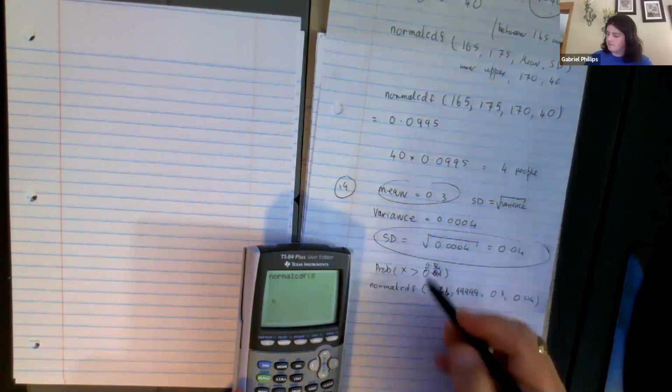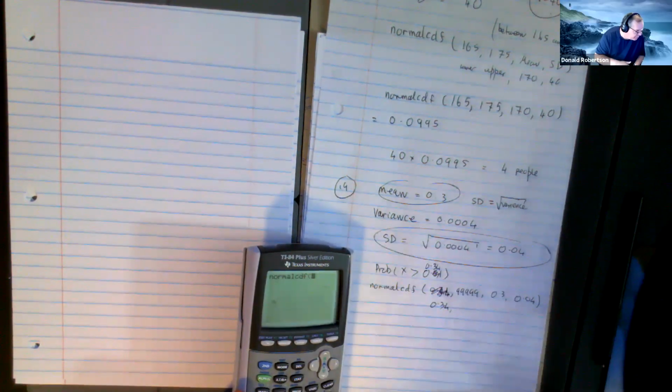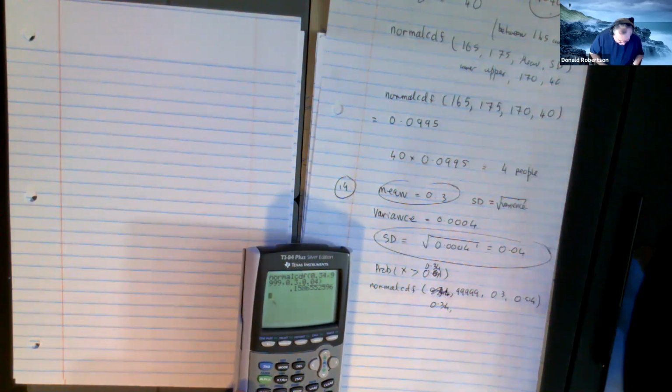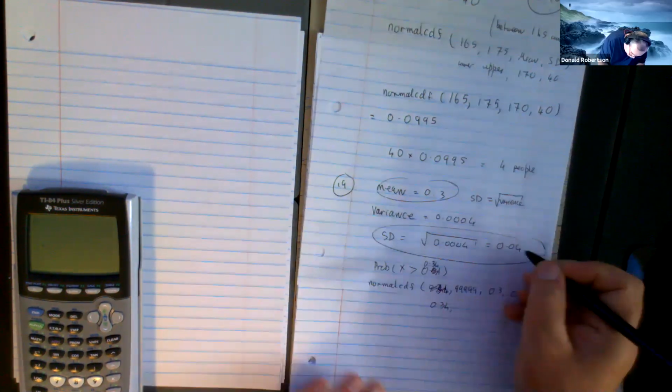So it should be 0.34 or bigger, not 0.68. The 0.60 thing is the next question. So 0.34, comma, lots of nines, comma, 0.3, comma, 0.04. Finish it, and that's much better, right? And by the way, that's a 2.